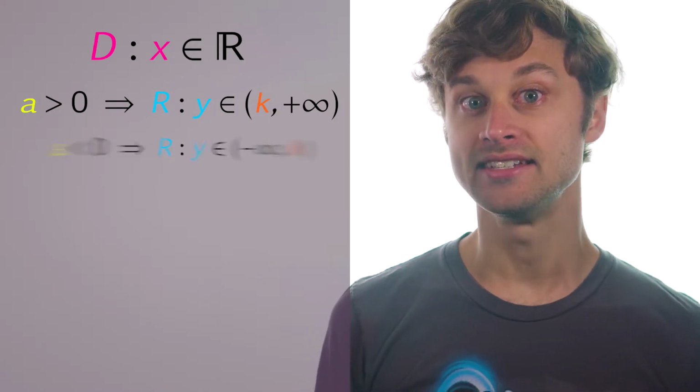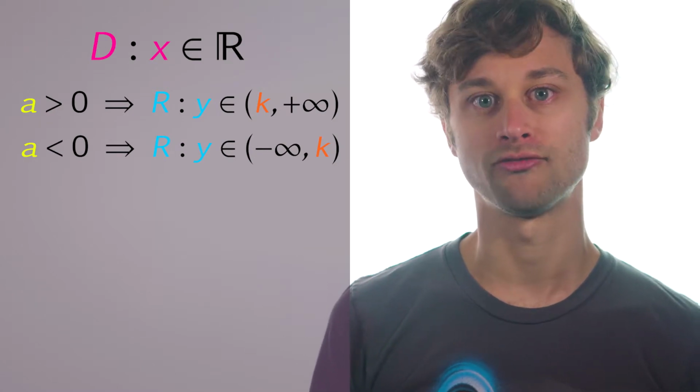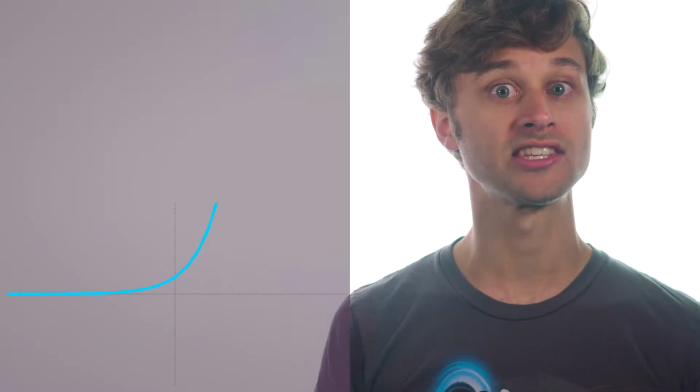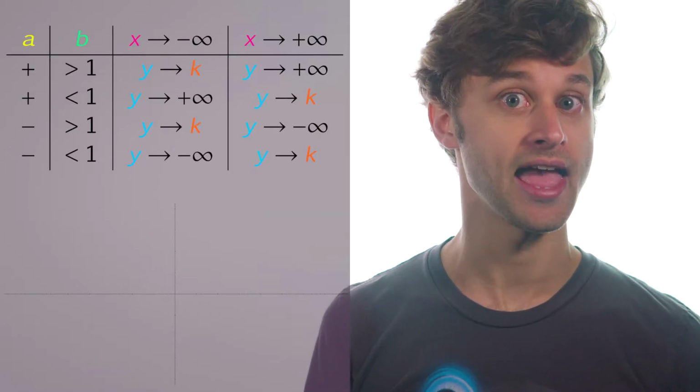And if a is negative, then the range of the function will just be from negative infinity to k, non-inclusive. End behavior is determined by both a and b, and this is because a determines our vertical reflection of the function, much like we've seen in other function families. And b determines whether the function is going to be exponentially growing or exponentially decaying. The end behavior can be summarized in a table like this, dependent on values of a and b.